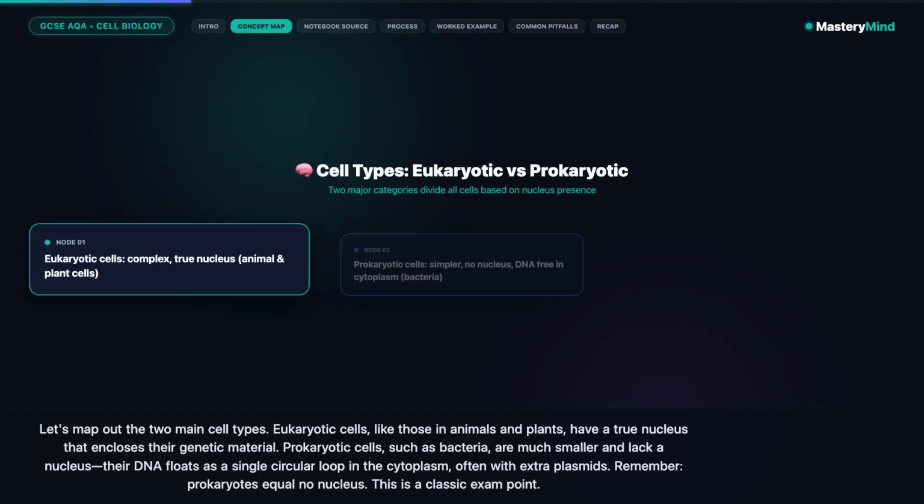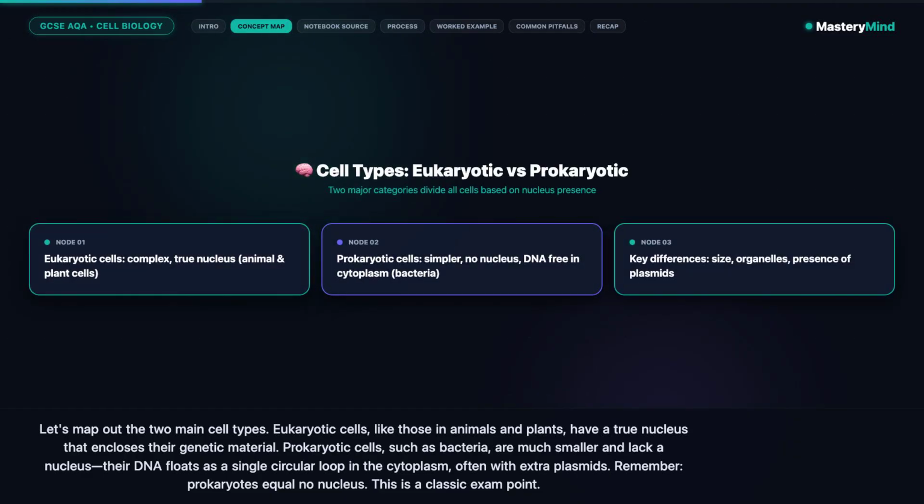Eukaryotic cells, like those in animals and plants, have a true nucleus that encloses their genetic material. Prokaryotic cells, such as bacteria, are much smaller and lack a nucleus. Their DNA floats as a single circular loop in the cytoplasm, often with extra plasmids. Remember, prokaryotes equal no nucleus. This is a classic exam point.